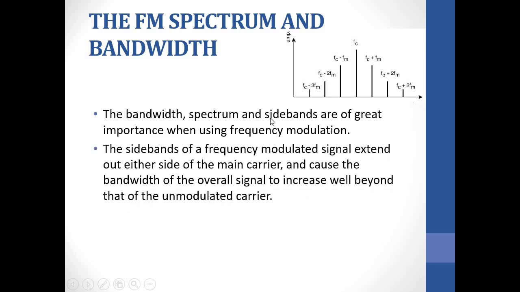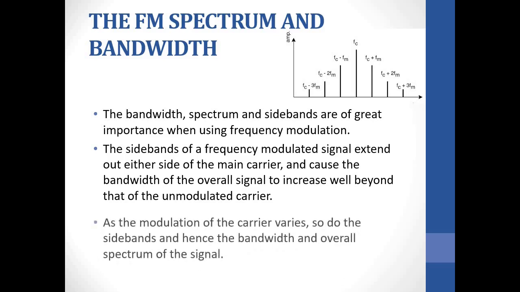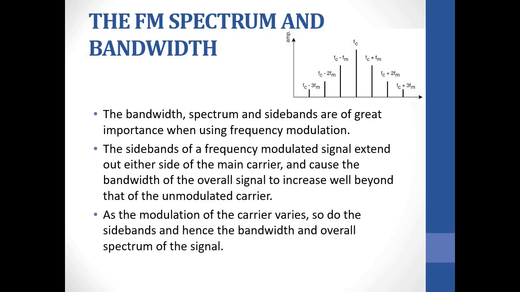So the bandwidth, spectrum and sidebands are of great importance when using an FM signal. The sidebands of a frequency modulated signal extend to either side of the main carrier, which causes the bandwidth of the overall signal to increase. This we have already seen. We can actually vary the frequency of the carrier by varying the amplitude. As the modulation of the carrier varies, so do the sidebands.